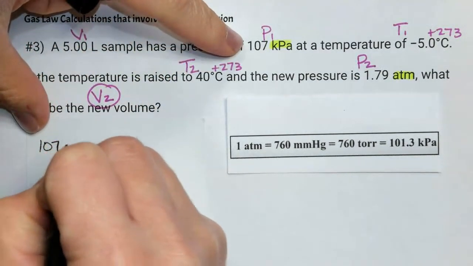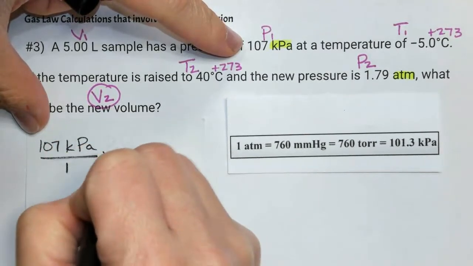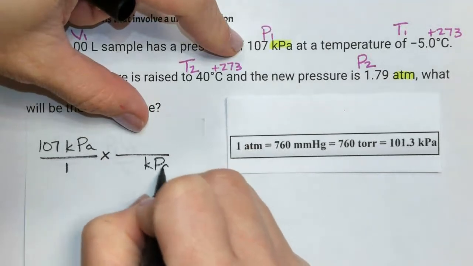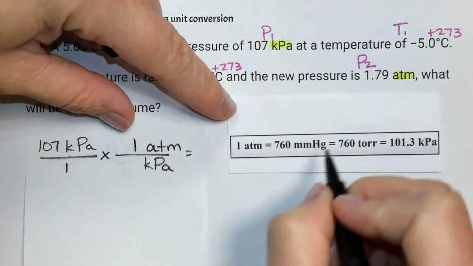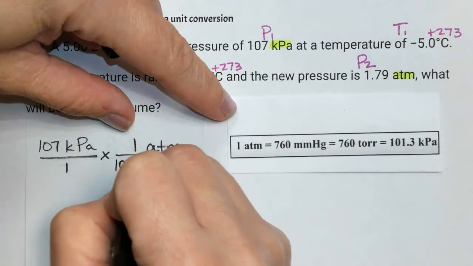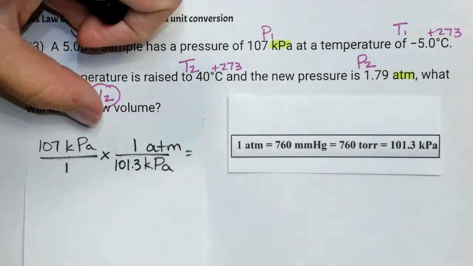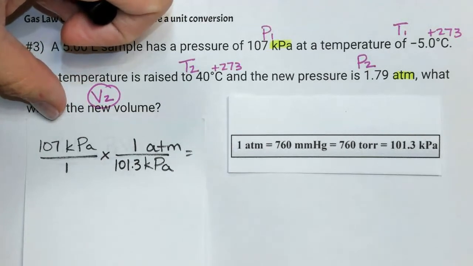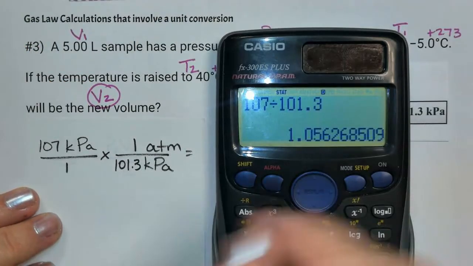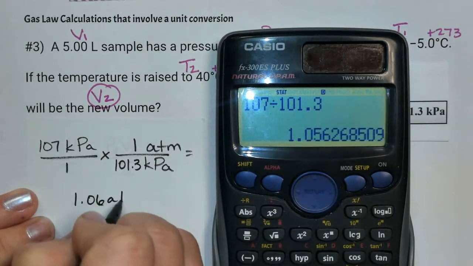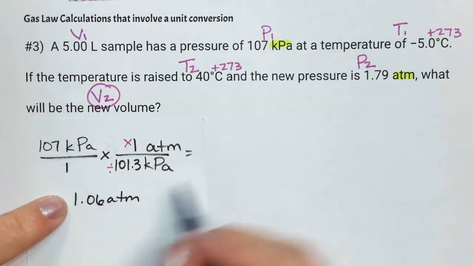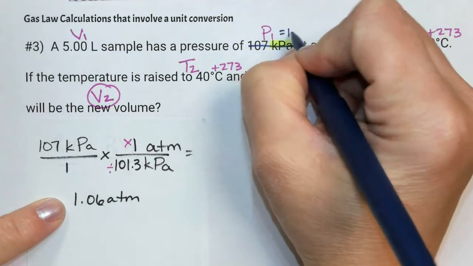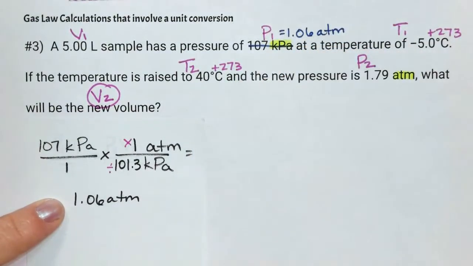So I'm going to say 107 kilopascals, put it over 1, times, draw a line, bring down kilopascals, and I want to change that to atmospheres. I'm going to look here, 1 atmosphere is equal to 101.3 kilopascals. Whenever I do this math in the calculator, I'm going to get 1.05 or 1.06, so 1.06 atmospheres. I just did 107 times 1 divided by 101.3. Now this 1.06 atmospheres is going to be my P1 instead of the 107 kilopascals.